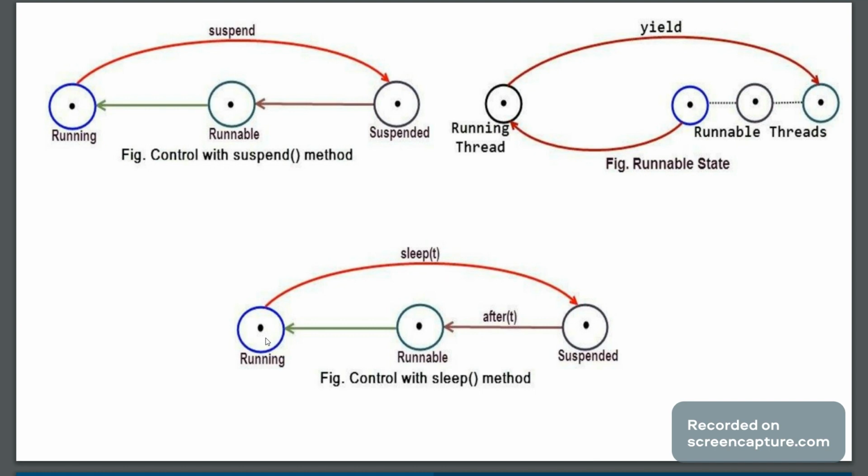What is the use of the yield method? The yield method is used if a particular running thread wants to relieve the control of the CPU voluntarily, willingly. Then it will relieve the CPU willingly and will be waiting in the queue, in the runnable state, for some time.